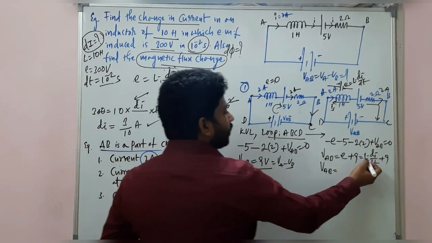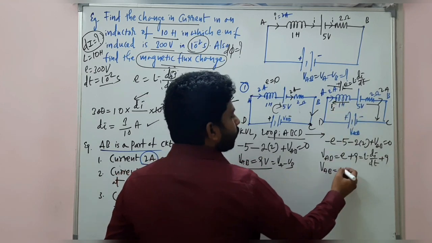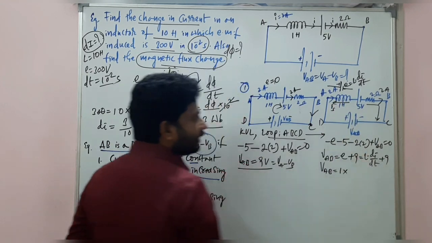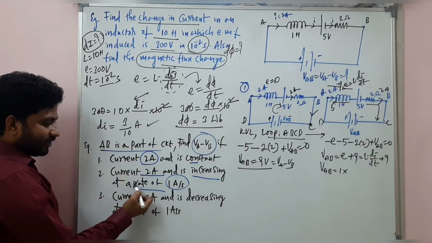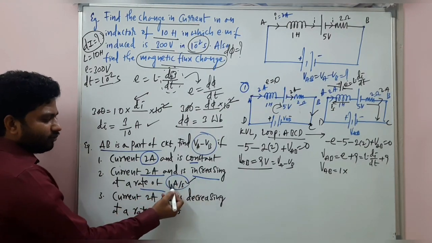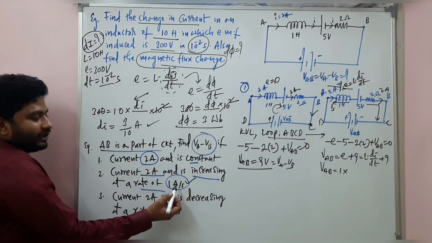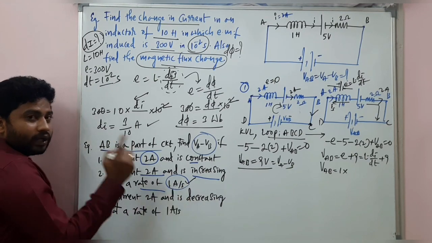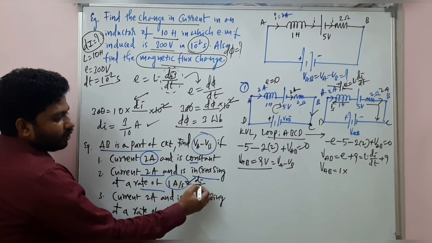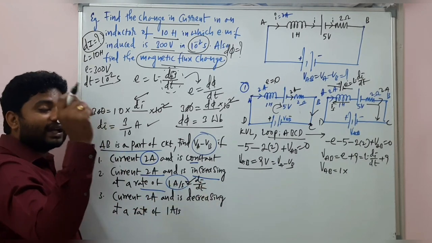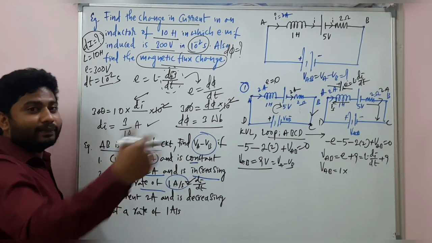Right? So now L. What is L value here? It's 1 into di by dt. So that's called rate of change of current. See, it is increasing at a rate of 1 ampere per second. di by dt is 1 ampere per second. So this is called di by dt. It is not alone di or even alone dt. No, it is di by dt.